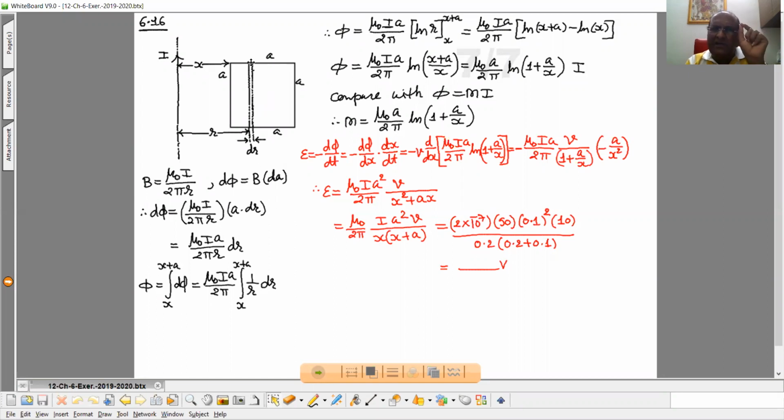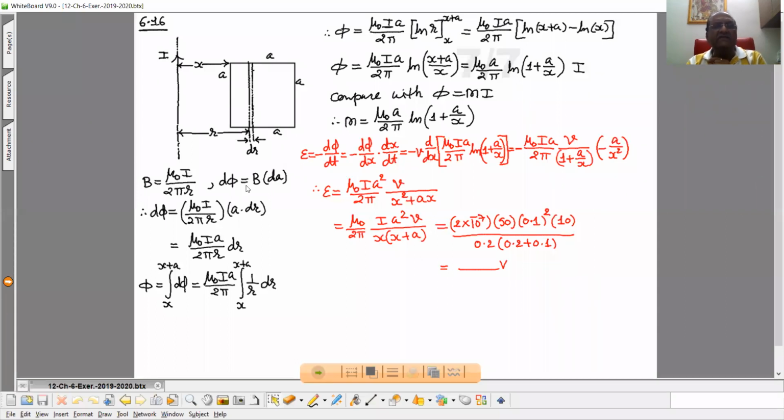infinitesimal thin strip in this particular loop having width equal to dr, length of this strip, that will be A itself because loop is with sides A.